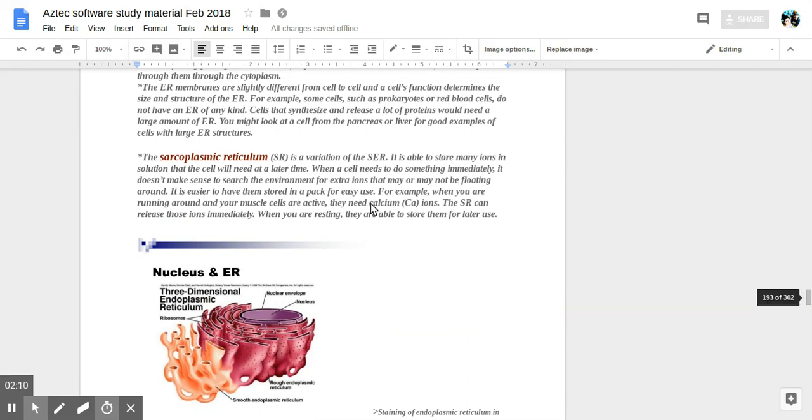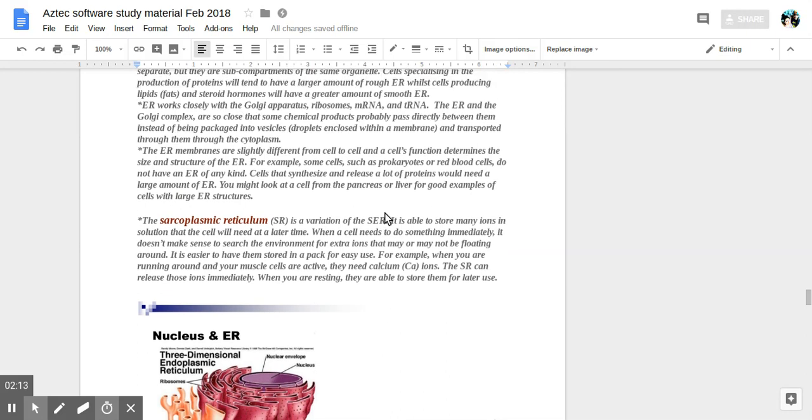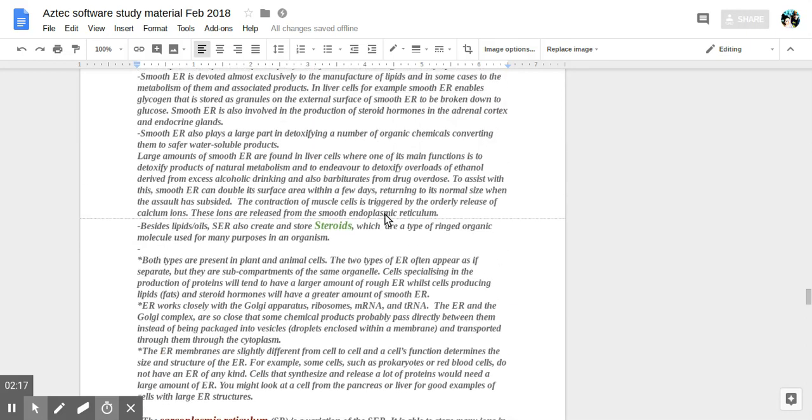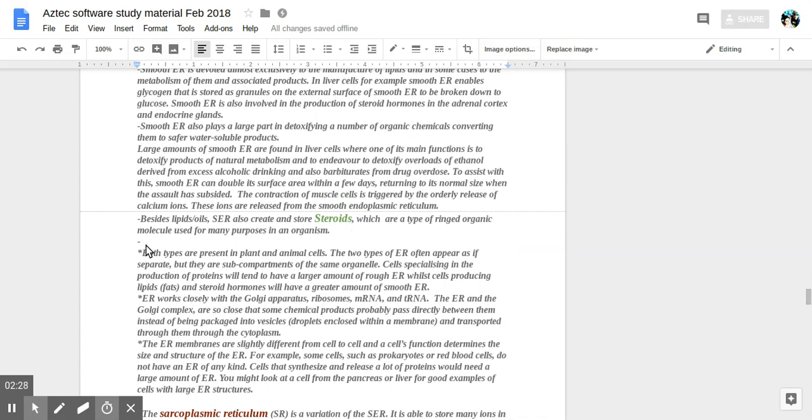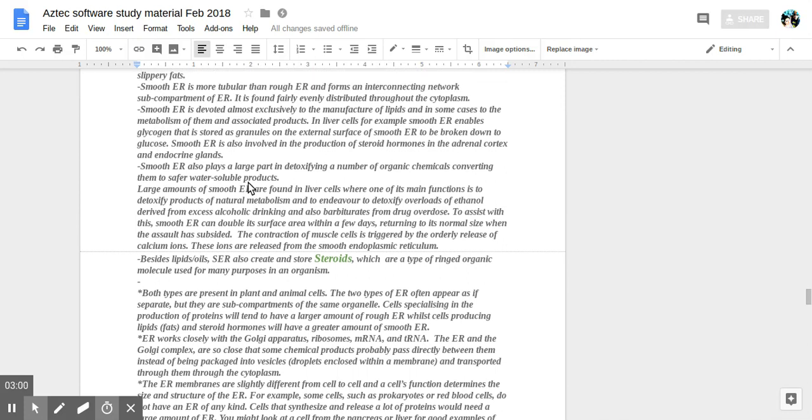the SR, the sarcoplasmic reticulum, is in charge of storing ions which are useful for the cell. The smooth ER is in charge of creating and storing lipids, oils, steroids, as well as breaking down or metabolizing those compounds which are harmful, such as ethanol, alcohol. So chemicals that need to be converted to water soluble products.